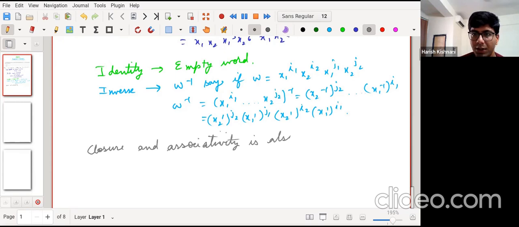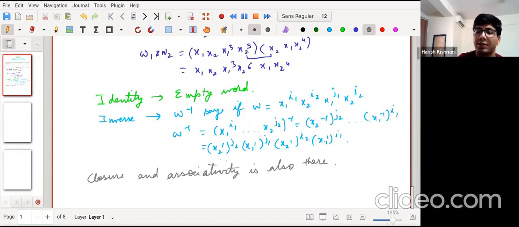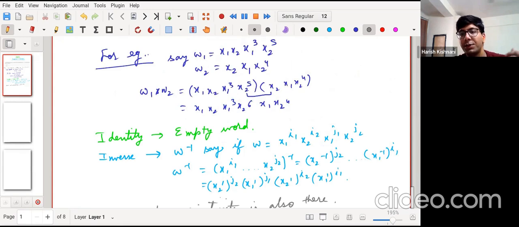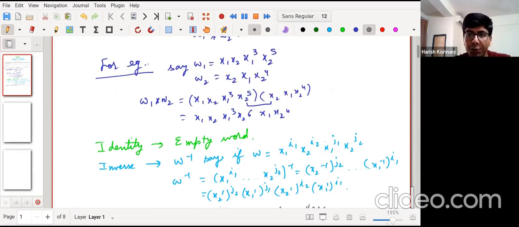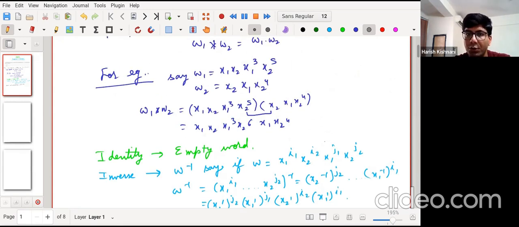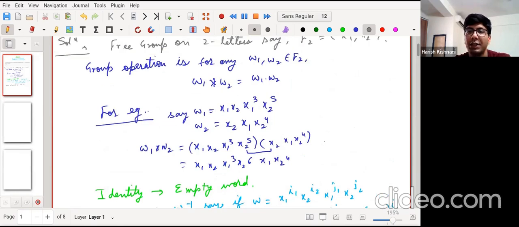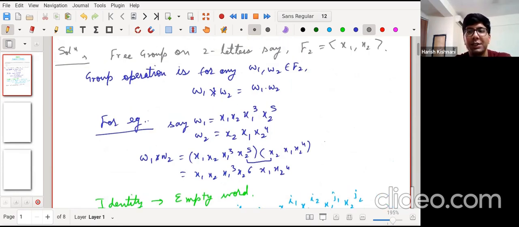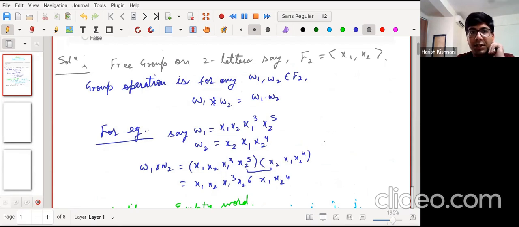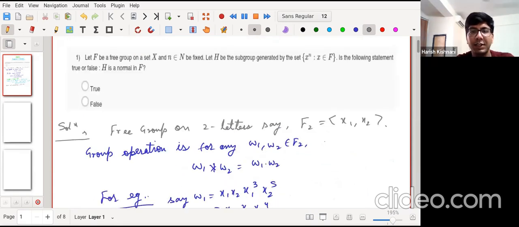So whenever you need to work with free groups, just keep in mind that you have only these four properties, nothing else, unless some relation is imposed, that is, you have a free group modulo certain relations. Then you can use those relations, otherwise you have nothing except these four properties. Just keep that in your mind. For example, let's see the question now.